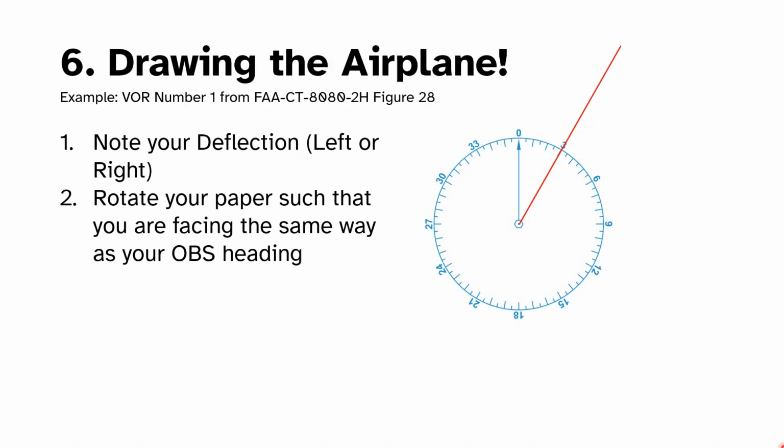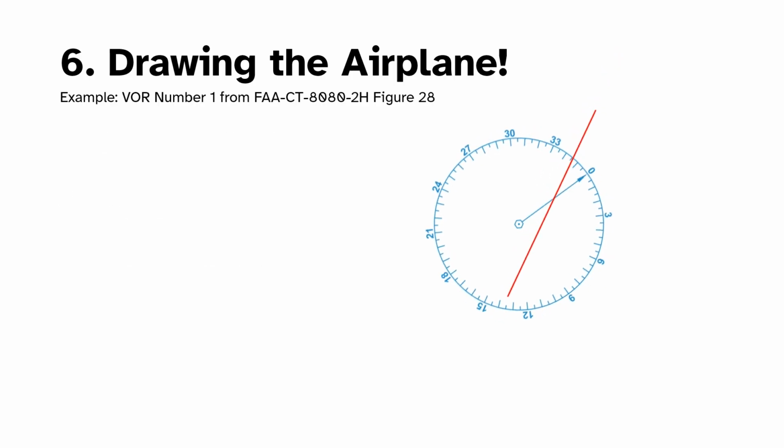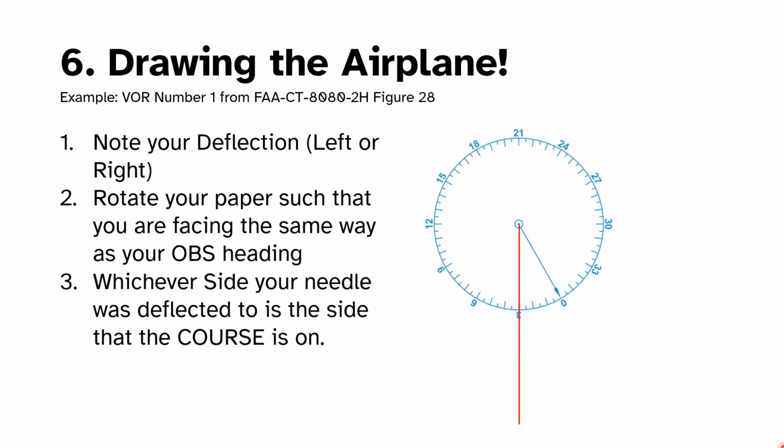So what I want you to do, pay attention to the direction that needle was deflected. In this case, to the right. I want you to literally pick your right hand up off of the table. I'm so serious about this. Pick it up and hold it up. Then I want you to twist your paper until you are pointed the direction of your OBS. Imagine you are sitting in the airplane, pointed that heading on the OBS.